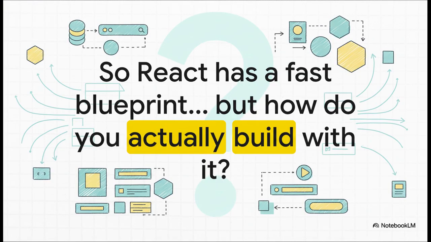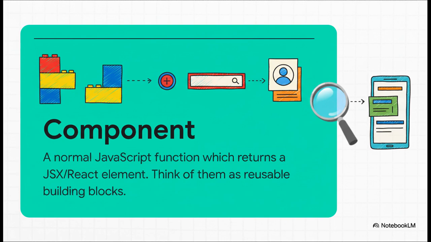Okay, so we know why React is so fast. We get the whole blueprint thing. But how do developers actually build with it? Well, the answer is actually really simple and elegant. You use reusable building blocks. You see, everything in React is built around this core idea of components. A component is really just a piece of your user interface. It could be a button, a search bar, a user profile, anything. They're like digital Lego bricks. You build these small, independent pieces once, and then you can just snap them together and reuse them everywhere to create your entire application.